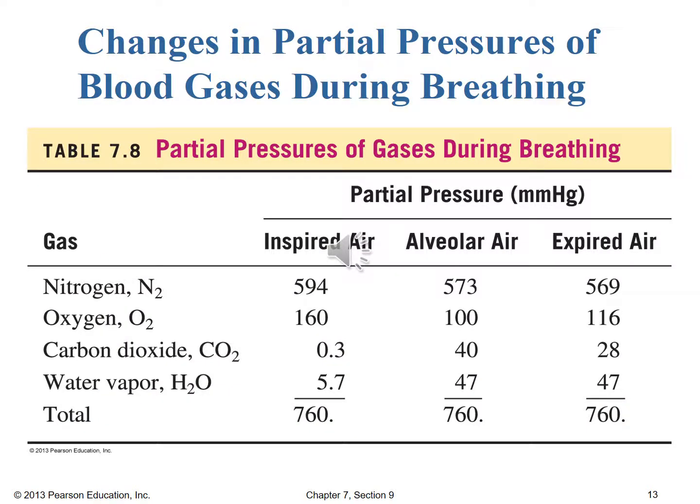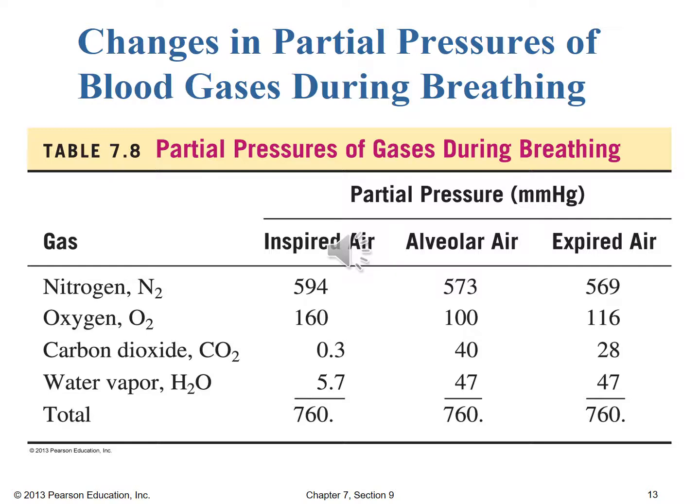And so to sum up this idea of partial pressures and this application of partial pressure to blood gases, we have Table 7.8 here, which talks about partial pressures of gases during breathing. As you notice, the gas identity is listed, and then the difference between the air that's breathed in, the inspired air, the alveolar air, and the expired air. The inspired air is richest in nitrogen, 594 millimeters of mercury partial pressure. The alveolar air is slightly less, and then the expired air, the air we breathe out, is lesser still.